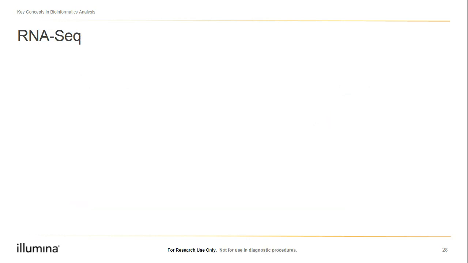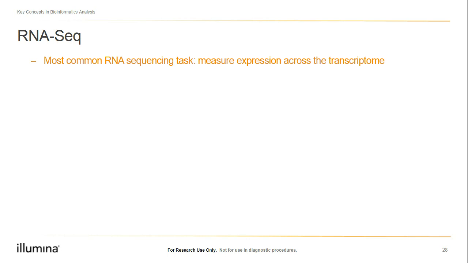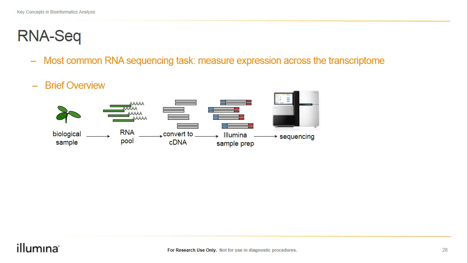Now, let's think about a completely different experiment and talk about RNA Seq. There are many types of questions that can be answered with an RNA Seq experiment, but most commonly we are looking to measure RNA expression and abundance. Here's a high-level diagram of the process. We obtain our sample, extract our RNA, convert it to cDNA, and construct a library and sequence. Once sequencing is complete, we obtain FASTQ files.